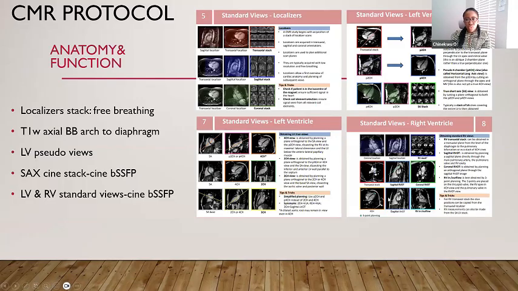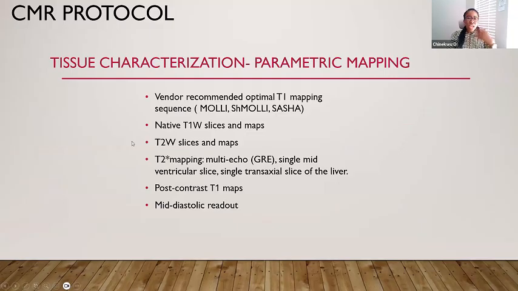So at the end of the day, we would have volumes and data to calculate RV and LV volumes at end diastole and indeed through the cardiac cycle, and systole, calculate an ejection fraction that is entirely true, accurate, reproducible, but also the gold standard method for generating these indices. Then we go ahead with tissue characterization.